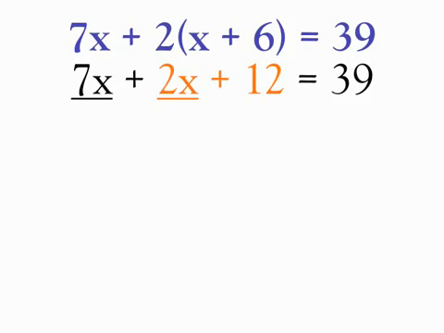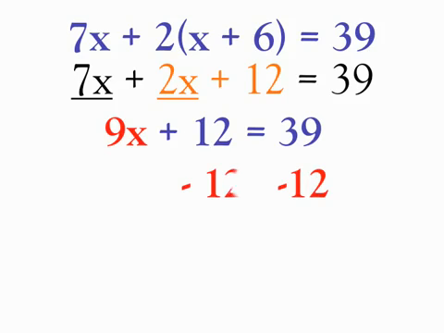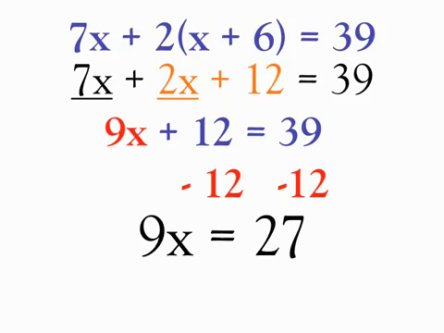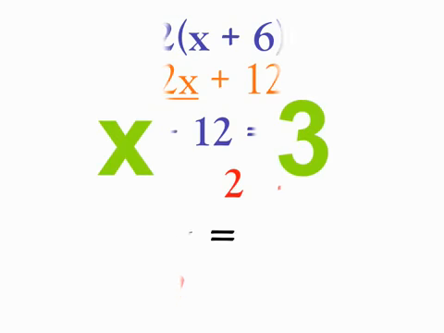Now I need to combine my like terms on the left-hand side. 7x and 2x combine to make 9x, and plus 12 is equal to 39. Now, my two-step equation, the opposite of plus 12 to both sides is minus 12. When I do that, I get 9x is equal to 27. Now I need to divide both sides by 9, and when I do that, 27 divided by 9 makes 3.